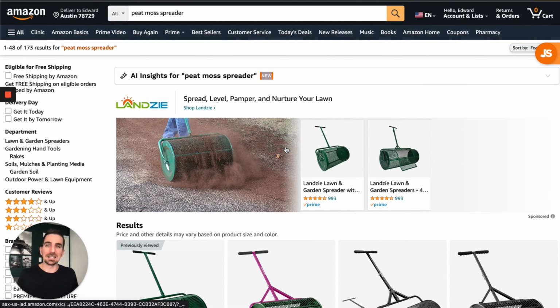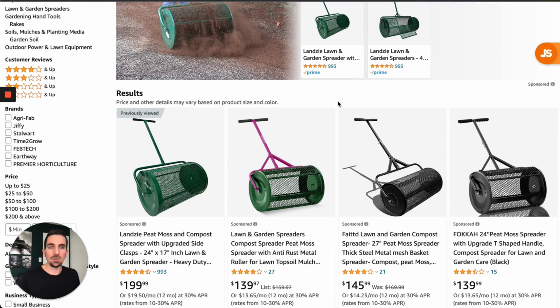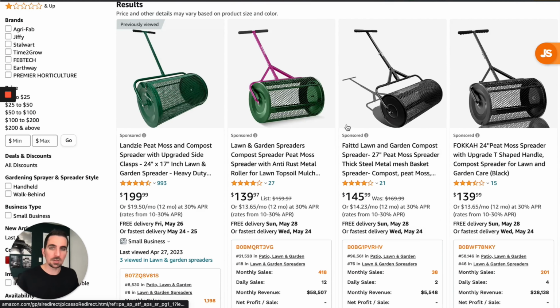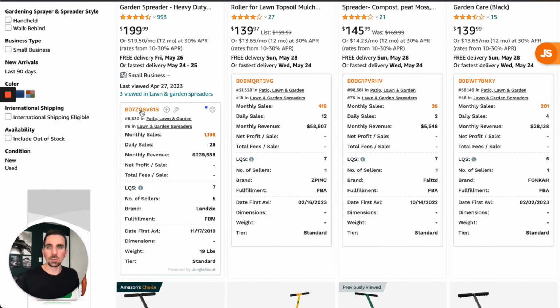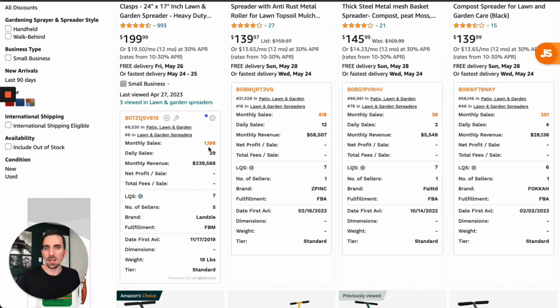So I've already done a search on Amazon here for peat moss spreader, which is this kind of garden tool for spreading things around your yard. And when you come to Amazon's search page, if you have Jungle Scout's extension plugged into your browser and you're logged into it, beneath each result, you will see some at-a-glance information about these sellers. So we can see right here that this very first one, which is an ad, by the way, because it says sponsored, is selling almost 1,200 of these a month, and they're doing almost 30 of them per day.